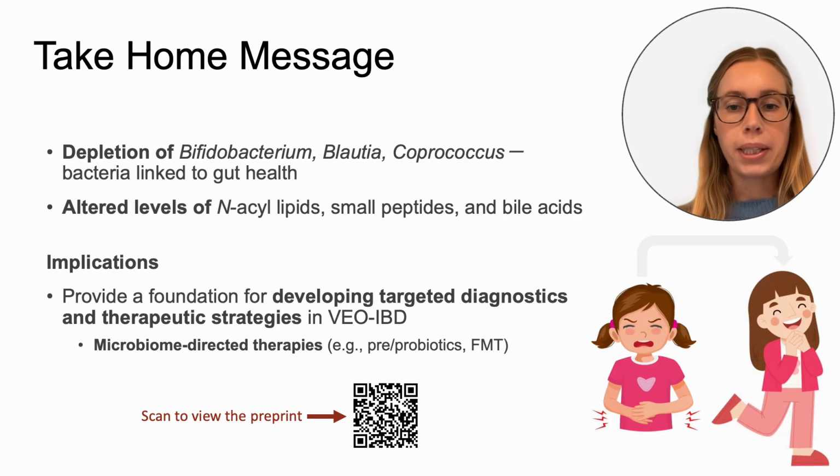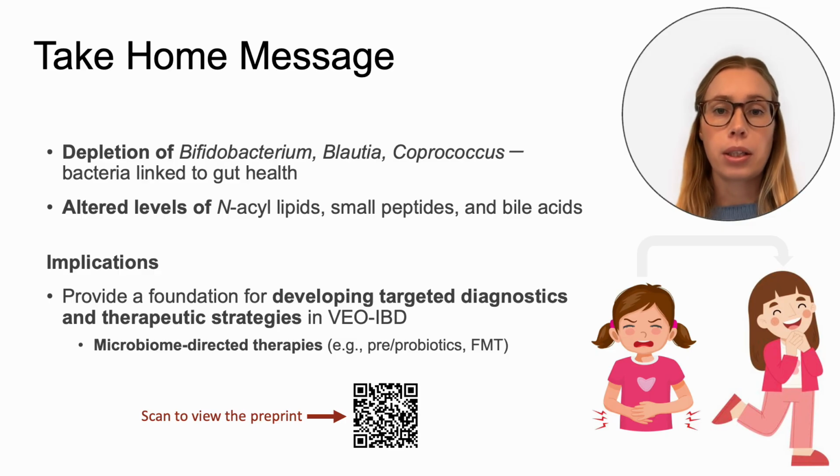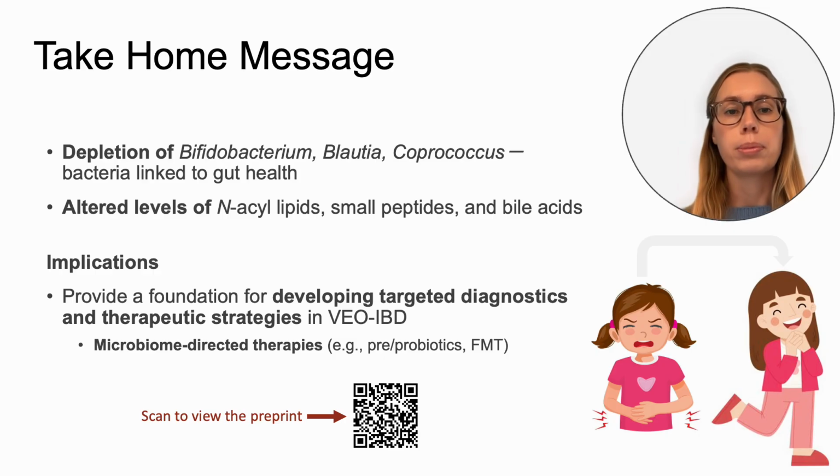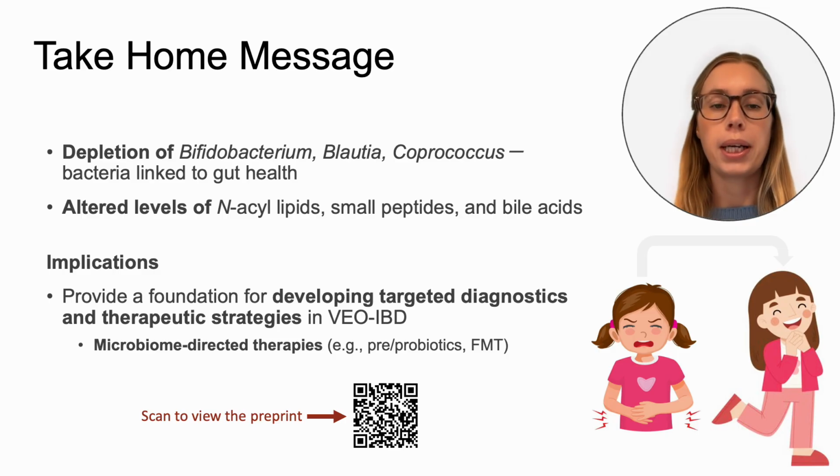So as a take-home message, VEO-IBD is associated with distinct alterations in the fecal metabolome and microbiome. These children have a lower abundance of bacteria linked to gut health, such as Bifidobacterium. They also have altered levels of metabolites belonging to the classes of N-acyl lipids, dipeptides, and bile acids.